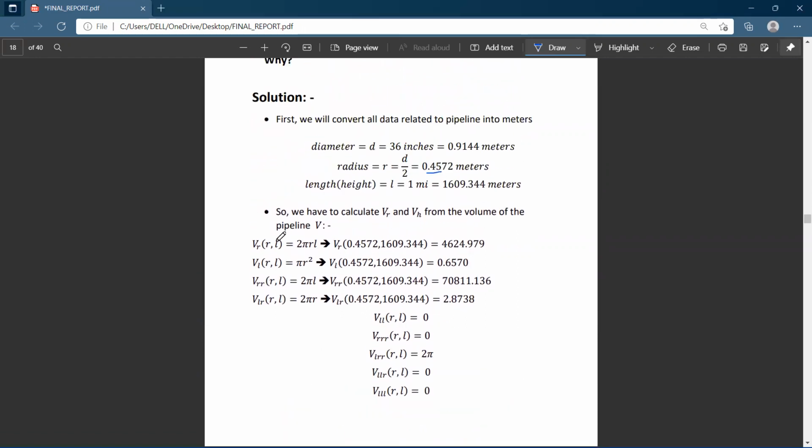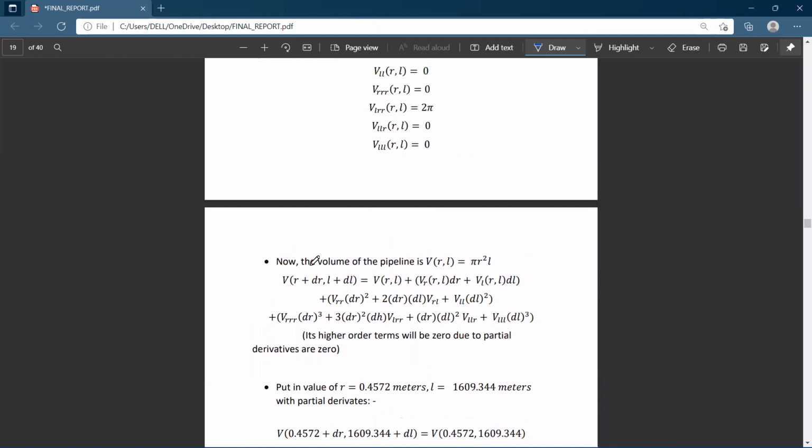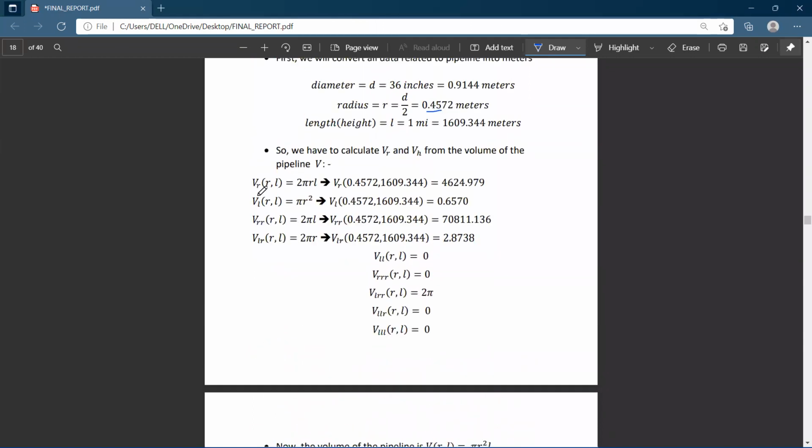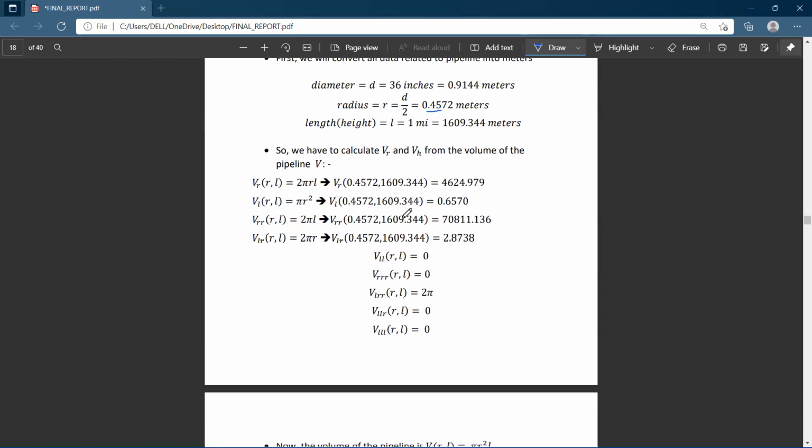We are going to do this using Taylor's formula. For that, we have to find the following derivatives and put all the derivatives into Taylor's formula. The partial derivative of V with respect to r is 2 pi r l, and putting in the required r and l values, we get this value. Following all the steps, we get this value.